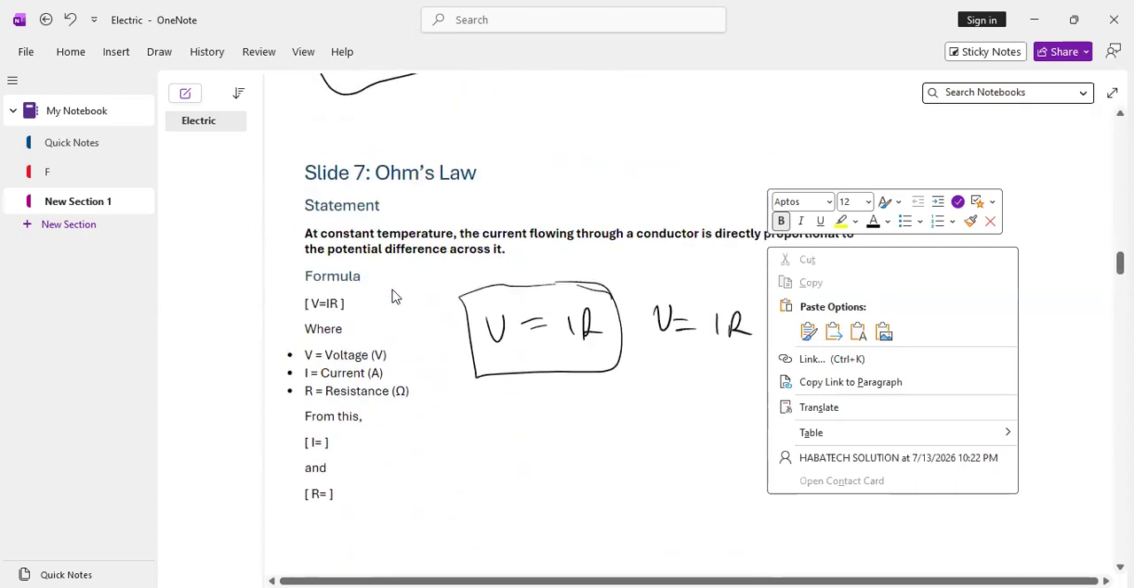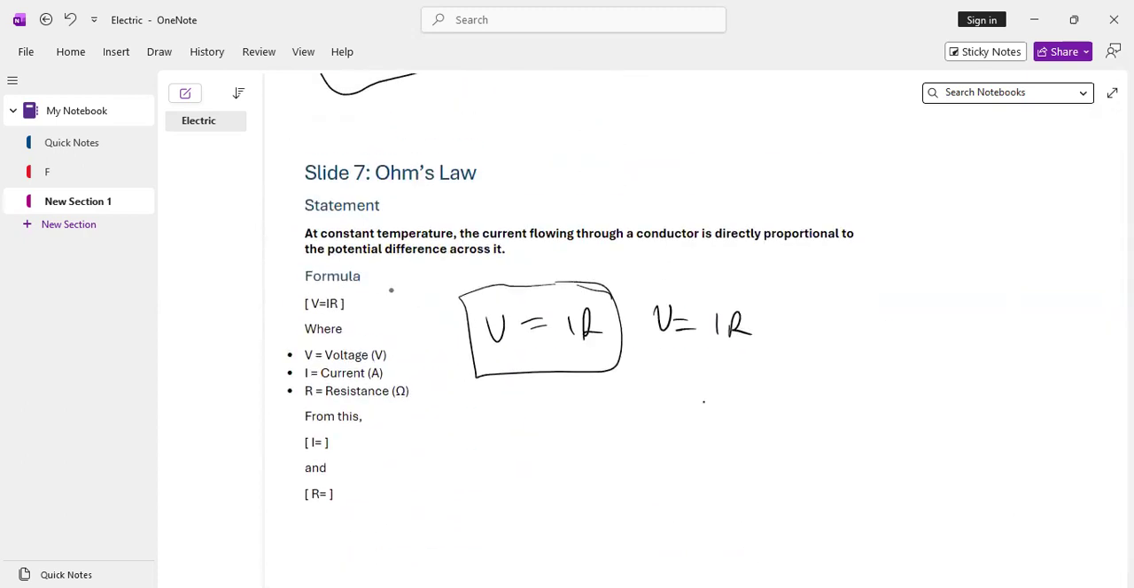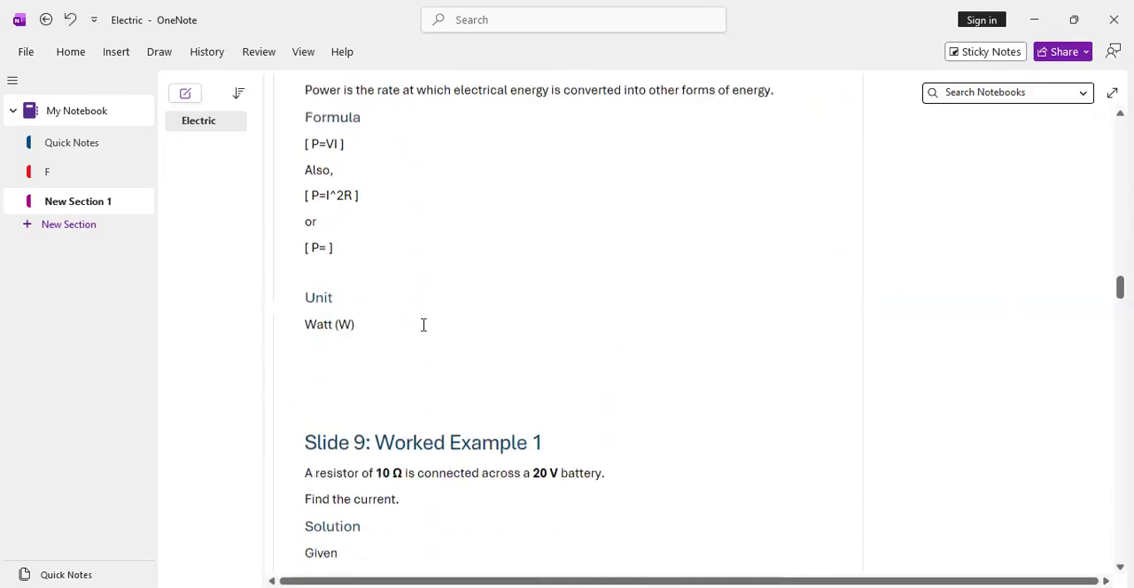And the SI unit of resistance is ohms. This is the symbol.